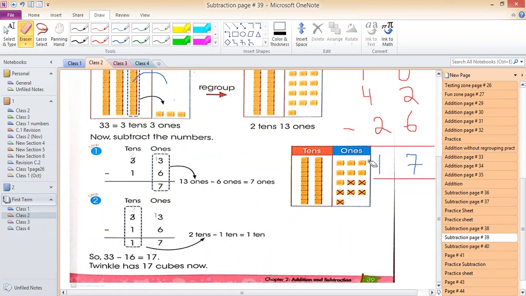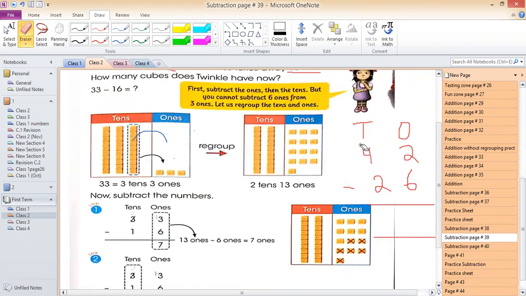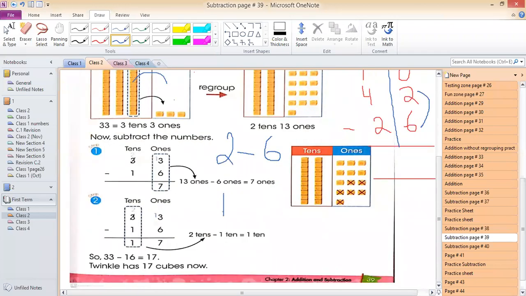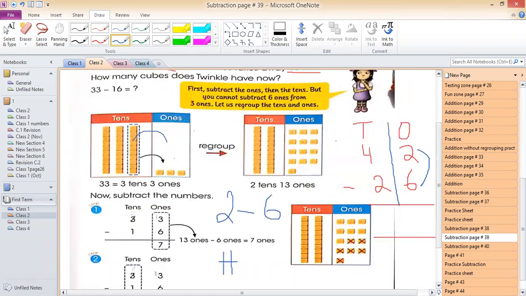So look, guys. Again, what you have to do, you have to subtract the ones first. This is the ones. 2 minus 6. You have to subtract 6 ones from 2 ones. So start drawing 2 lines, 1, 2, and cut 6 lines. 1, 2. So you cannot cut 6 lines from 2 lines because 2 is smaller, 2 is less than 6. Okay. So you cannot subtract 6 from 2. What you will do then?